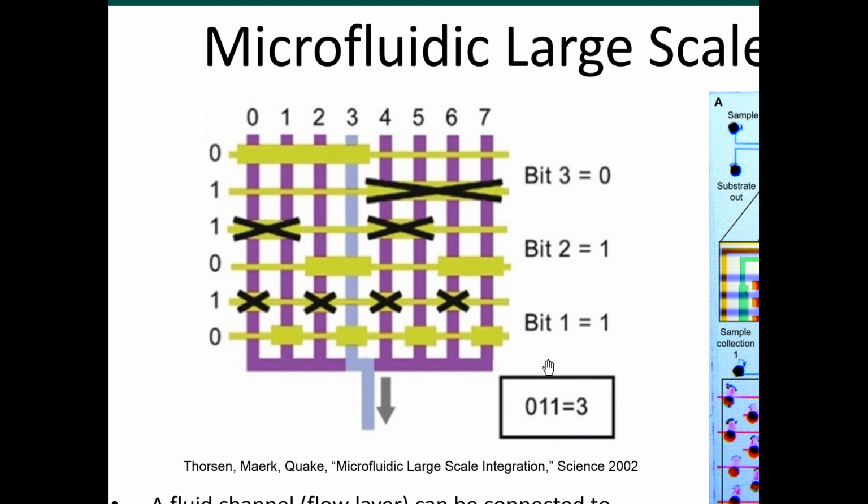Bit 1 is equal to 1, so this one has 4 channels that are blocked off like this, and 4 that are open like this. Now, remember, in order for a fluid to flow from input to output, it has to have an open path, meaning everything needs to be open. Even if just one of them is blocked, that's enough to block the fluid flow. They all have to be open.